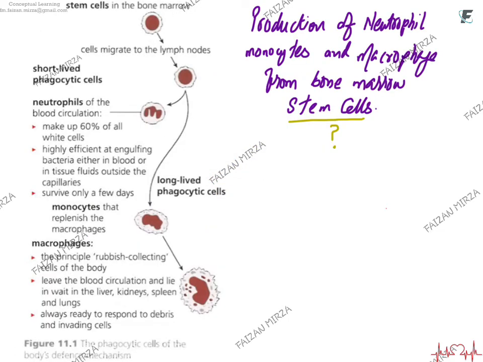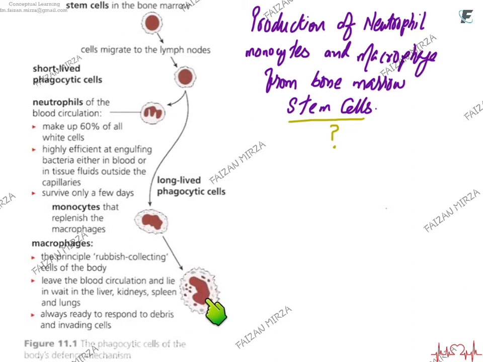When we're discussing phagocytes, we have discussed basically three types of phagocytes. We have discussed neutrophils. Neutrophils are the main phagocytes. They are short-lived phagocytic cells. About 60% of all white cells are neutrophils. They're highly efficient in engulfing bacteria, either in blood or in the tissue fluid outside the capillary, and they survive only a few days. We have long-lived phagocytic cells, which are monocytes, and monocytes also carry out phagocytosis, but monocytes are more designed to turn into macrophages.